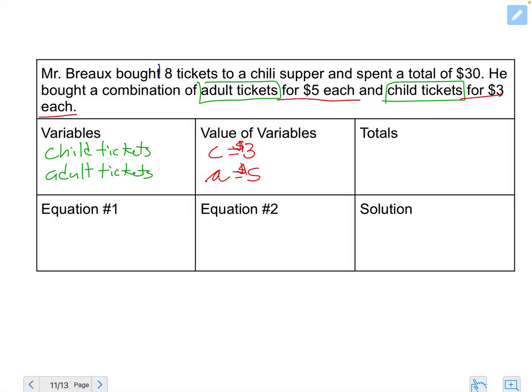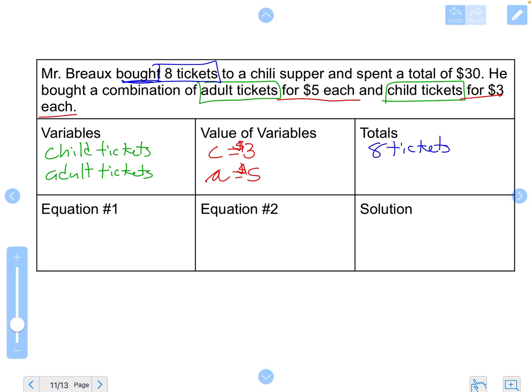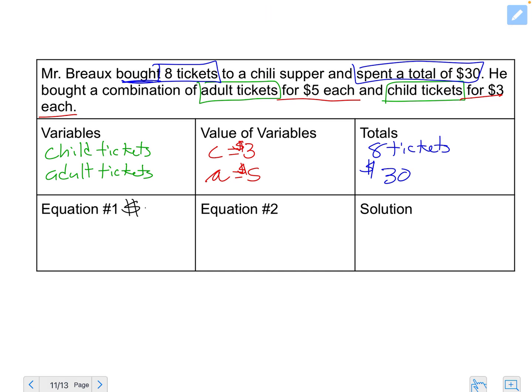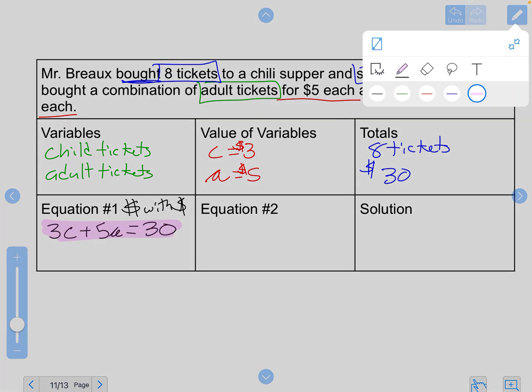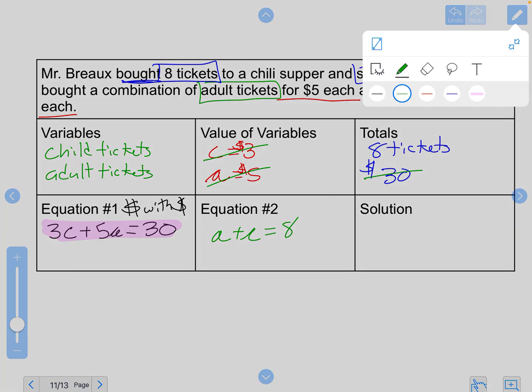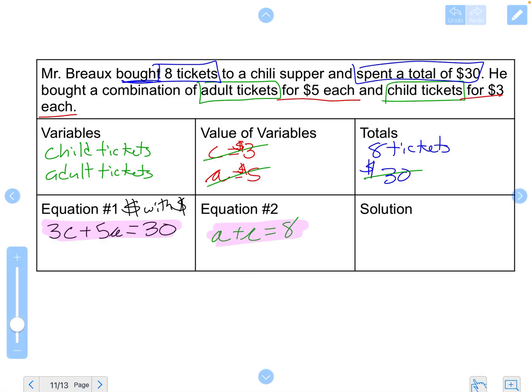So the totals that Mr. Bro spent was he bought 8 tickets and he spent $30. So again, money is going to go with money. That's our first rule, money with money. So if our child ticket is $3, our adult ticket is $5, and the total money spent was $30, that's going to be our first equation. So I have used the 3, I have used the 5, I have used the 30. So my adult plus my child equals 8. And those are my 2 equations.